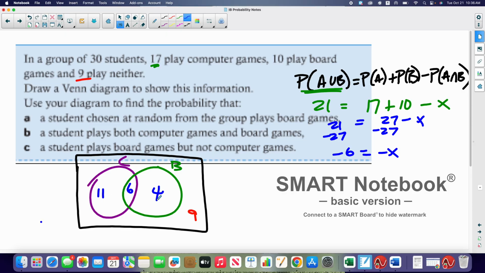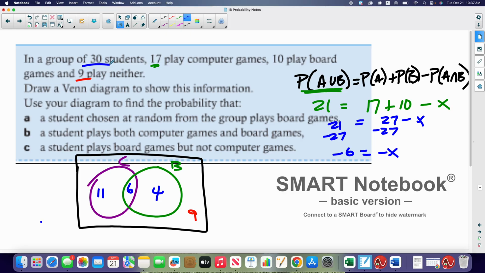Now, 4 plus 6 is 10. 11 and 9 is 20. And 10 and 20 is all 30. I got all 30 people accounted for. Okay? Everybody good? Now, at this point in time, it makes answering the questions a lot easier once I have this. So use your diagram to find the probability that a student chosen at random plays board games.